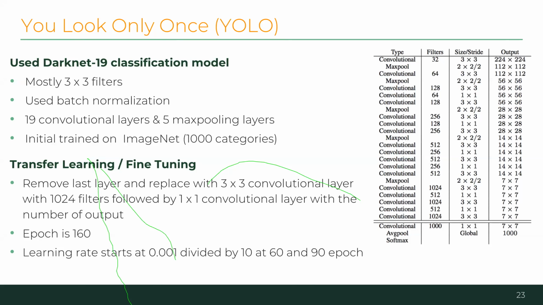Initially we train the model on ImageNet, which has 1,000 categories. And then we use transfer learning, first to remove the 1,000 categories, and then we add a 3x3 convolutional layer with 1,024 filters followed by a 1x1 convolutional layer with the number of outputs. And then we go for fine tuning this whole network again with 160 epochs and a learning rate starting at 0.001, divided by 10 at the 60th and 90th epoch.